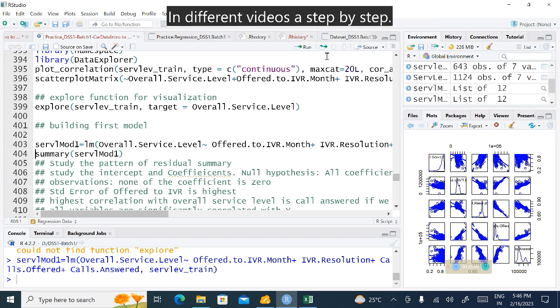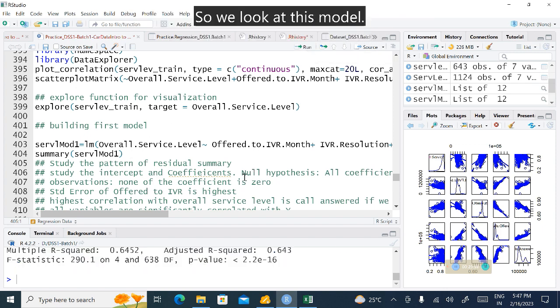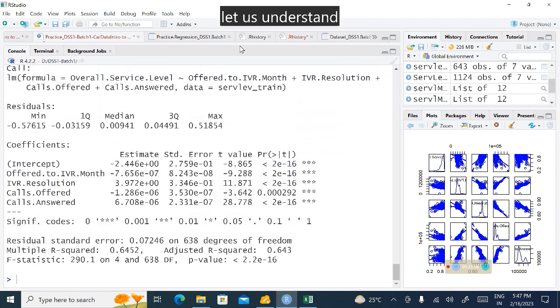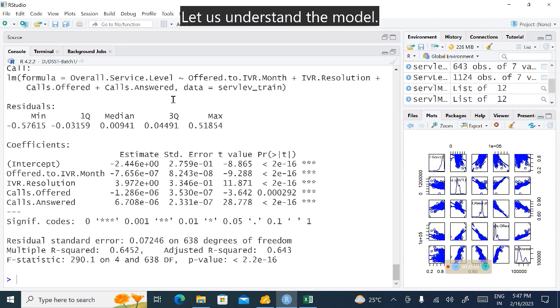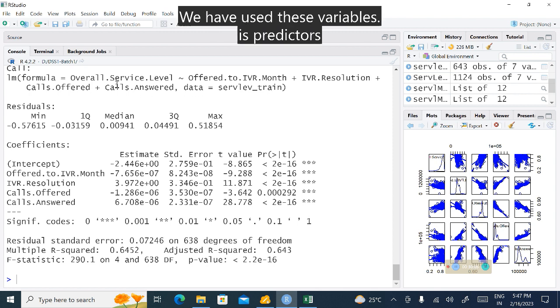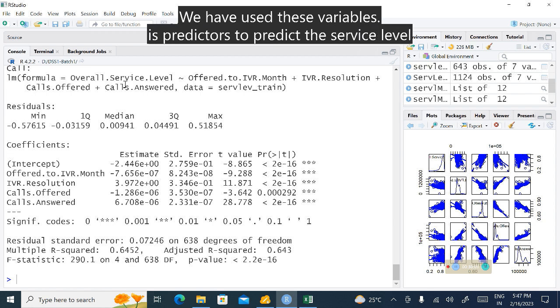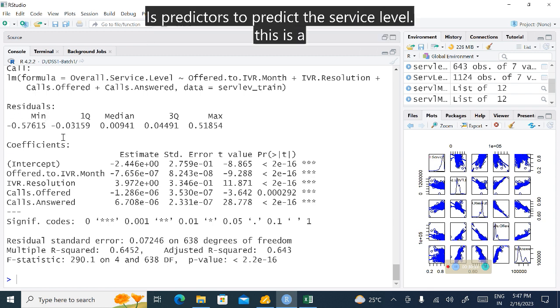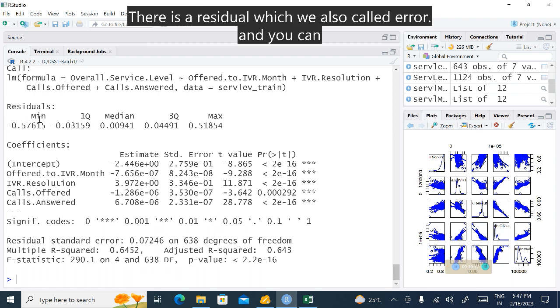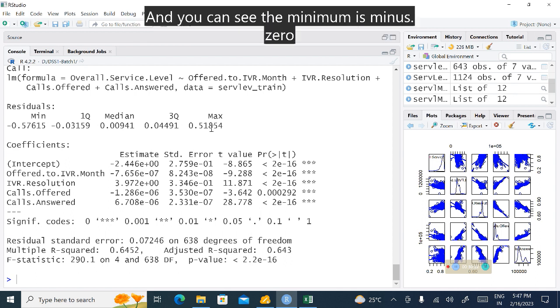So if we look at this model, let us understand the model. This is a formula. We have used these variables, these predictors, to predict the service level. This is the residual, which we also call error. And you can see the minimum is minus 0.57, whereas the maximum is on the positive side, 51.